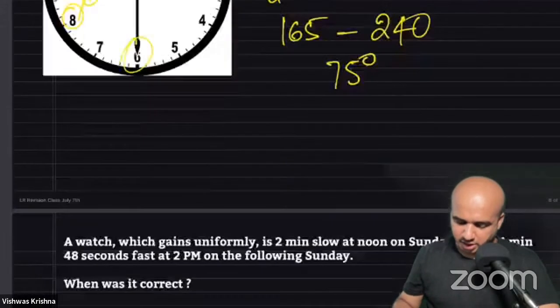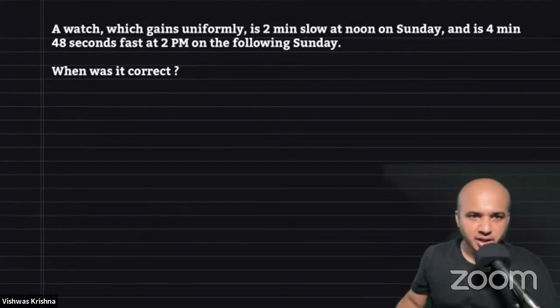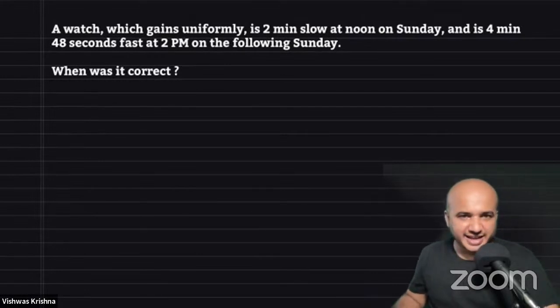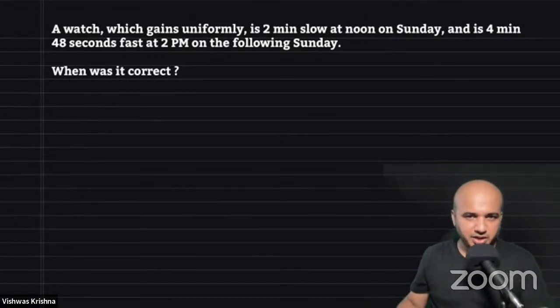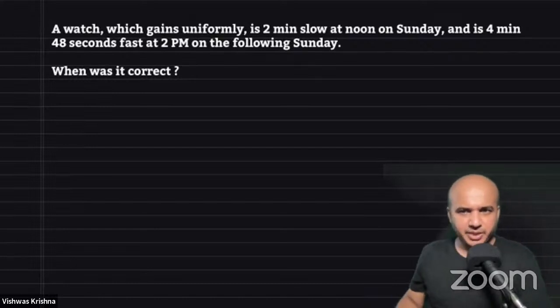This is the next one. A watch which gains uniformly is 2 minutes slow at noon on Sunday, and is 4 minutes 48 seconds fast at 2 p.m. on the following Sunday. When was it correct? This is slightly interesting. It's slightly different. It's not exactly the same as the previous two problems. We'll have to work a bit in this case.